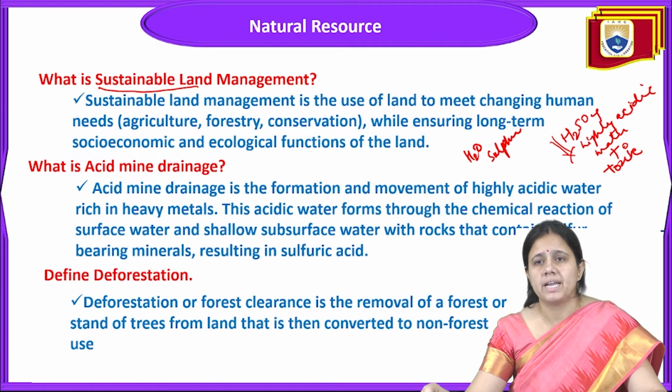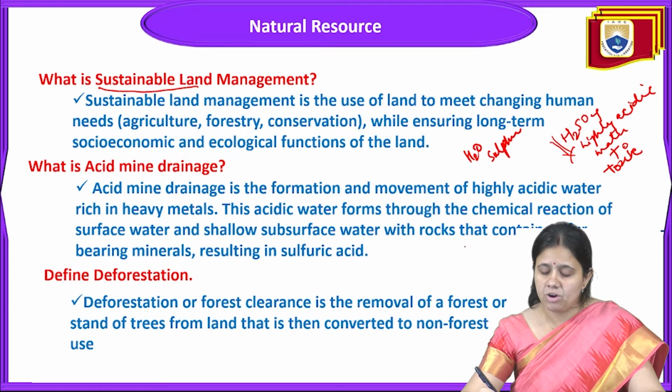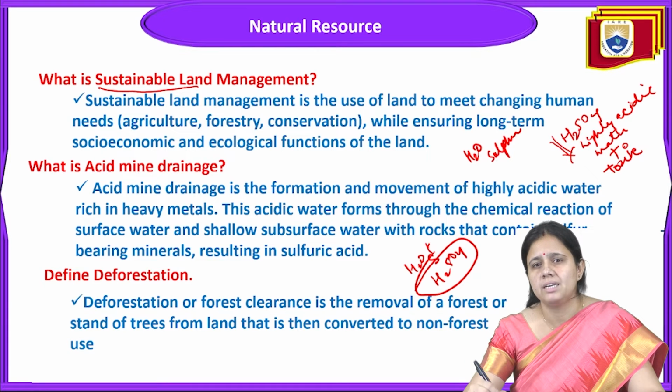It means acidic water together with heavy metals enters the subsurface and shallow surface where the rocks are present, and the rocks already contain some sulfur-bearing minerals. That mineral has sulfur in its composition, so H2O mixes with the sulfur and forms H2SO4. H2O is already there, plus sulfur is there. So H2SO4 formation inside the drainage area is called acid mine drainage.